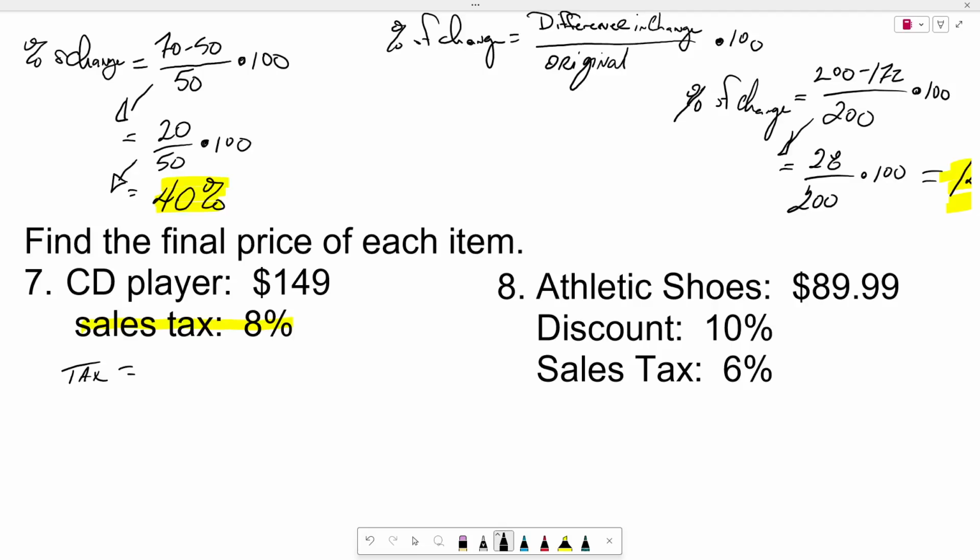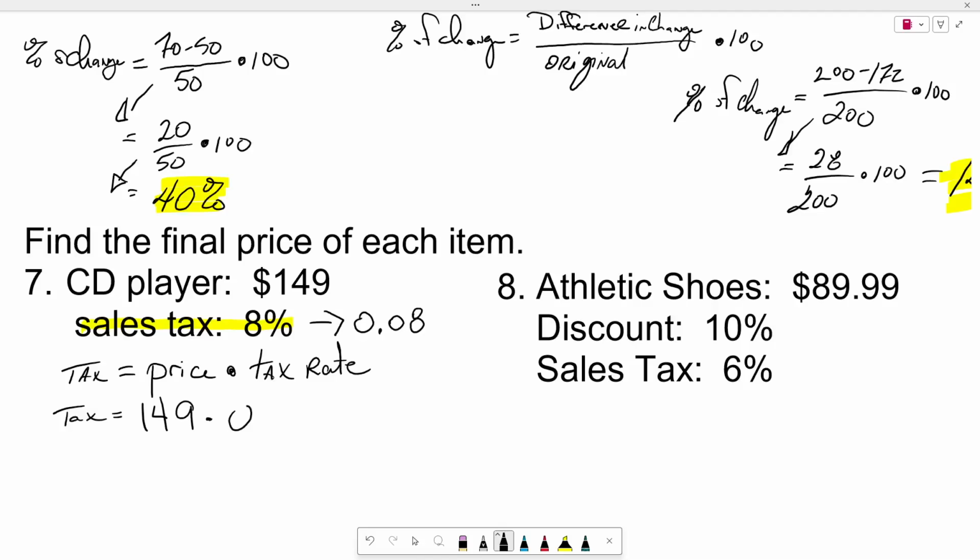To find my tax, that is going to be equal to the price times the tax rate. So my taxes are going to be, the price in this case is $149. My tax rate, now when we do percentages, we can't leave them as a percent like this. I need to convert this into a decimal. I can either move my decimal 2 places to the left or divide it by 100. Either way, it's going to tell you that it's 0.08. So I'm going to multiply 149 times 0.08.